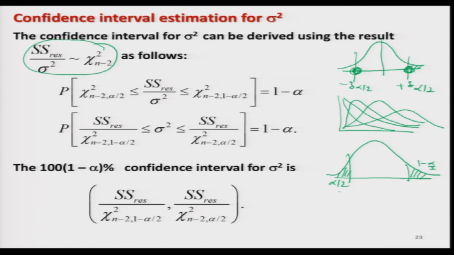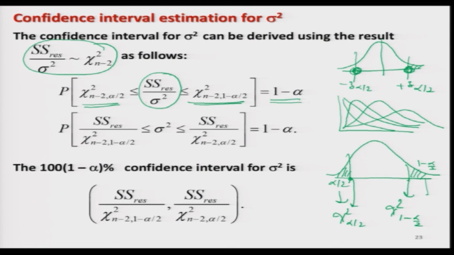Sometimes they take the area on the left-hand side to be 1 minus alpha by 2 and the right-hand side area to be alpha by 2. So you have to just check before you read a book. Here, suppose this is my chi-square value with alpha by 2 and this is the chi-square value at 1 minus alpha by 2. Now I can say that this statistic SS res upon sigma square will lie between these two limits on the chi-square distribution, and the probability of such an event will be 1 minus alpha.